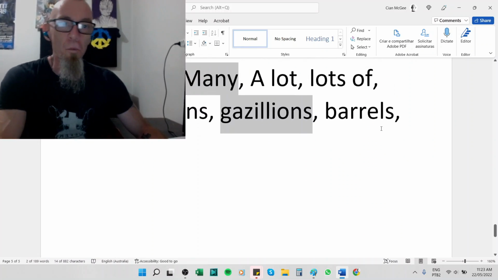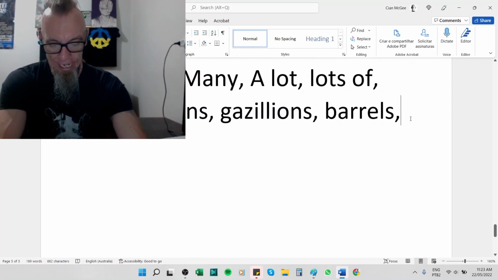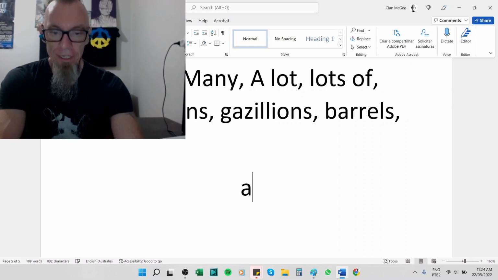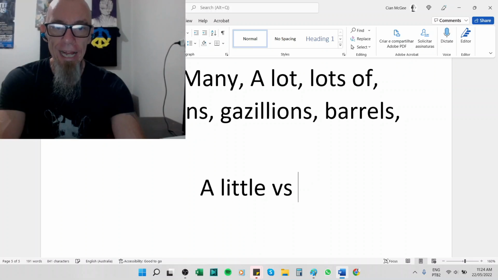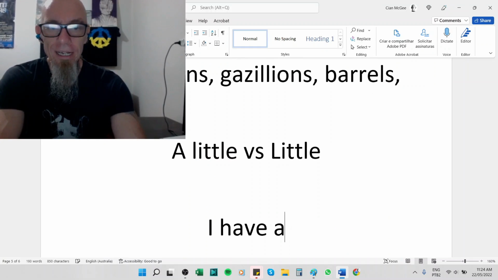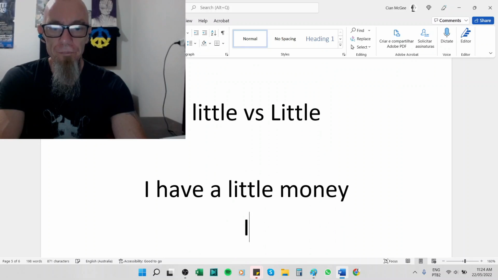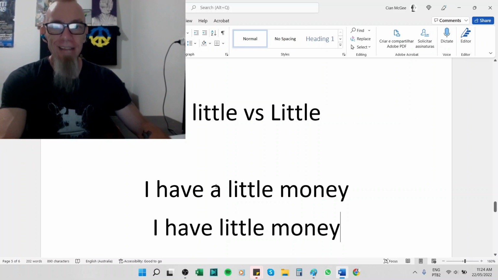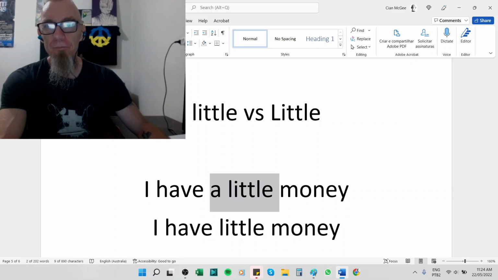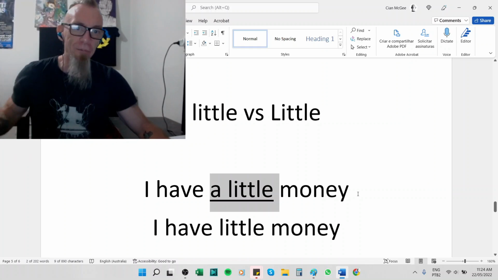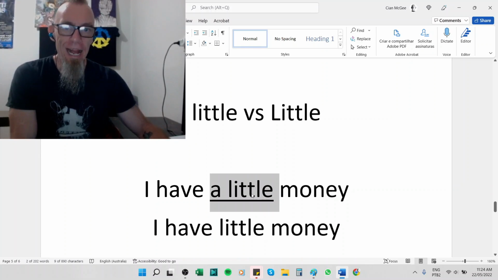That's those numbers. So then let's look at one more thing here, looking at the idea of volumes of things. So we can look at, for example, the difference between a little and little. So if we said, for example, I have a little money, or I have little money. All right, so what changes here? Well, a little, we're going to talk about a quantifier, and we're going to say that we have like a small volume of money. So maybe I have 20 bucks or 30 bucks or 50 bucks. I have a little money.